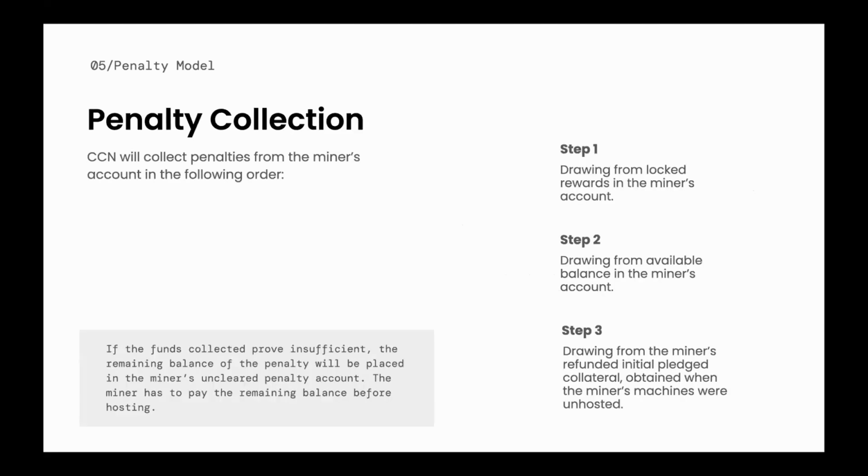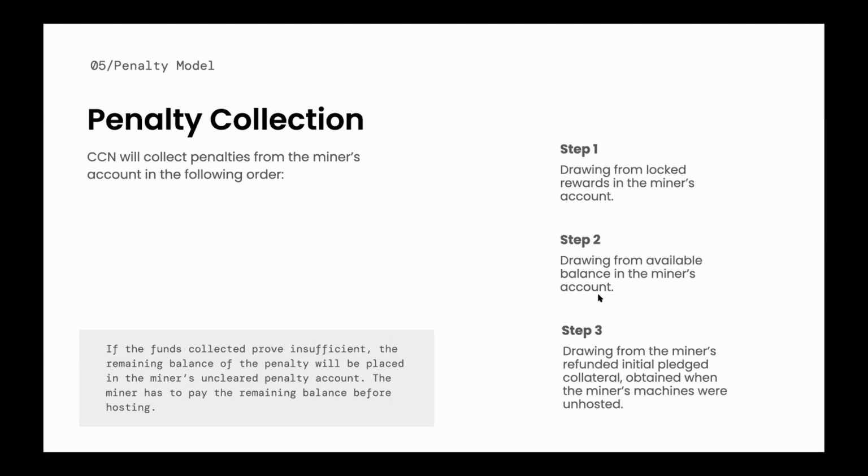Okay. And then this is about the penalty collection process. So this shows how the system will collect the penalties from a miner's account in the following order. First, we're going to draw the penalty from the locked reward in the miner's account. Second, we're going to draw the penalties from the available balance in the miner's account.